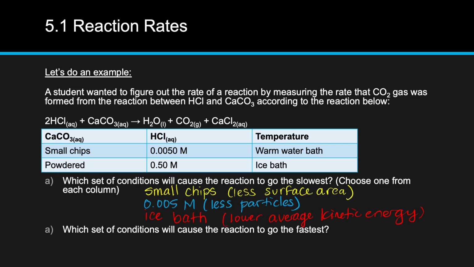And then B says which set of conditions will cause the reaction to go the fastest. It is the opposite. So we want more surface area, which is powdered, more particles, which is the higher concentration of 0.5, and more average kinetic energy, which is a higher temperature or the warm water bath.